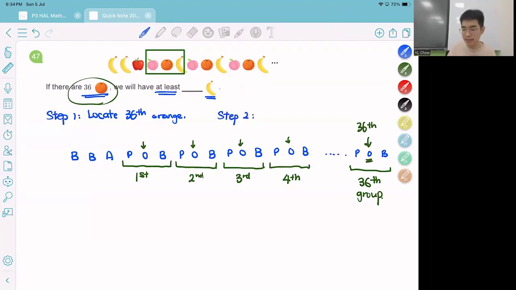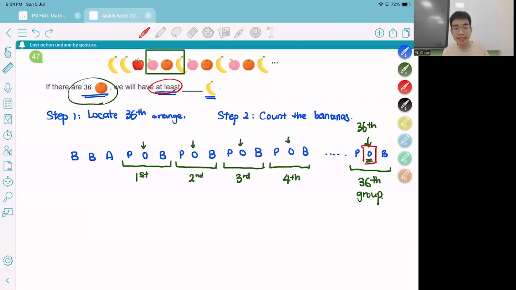Once you have found the number of oranges and where the last target orange is, you just need to count the bananas. Now, this question is asking you at least how many bananas there are. You already know there are 36 oranges. If you want as few bananas as possible, how should you stop your pattern? Should you continue putting in this banana? Actually, you don't need to.